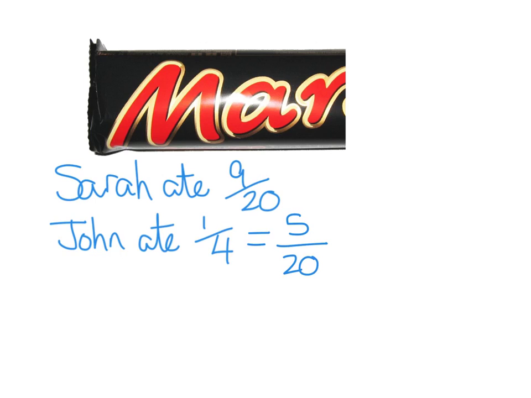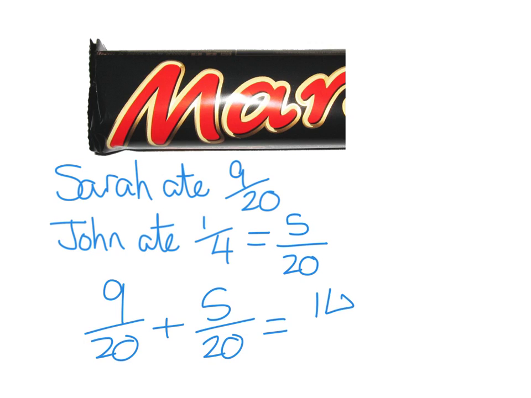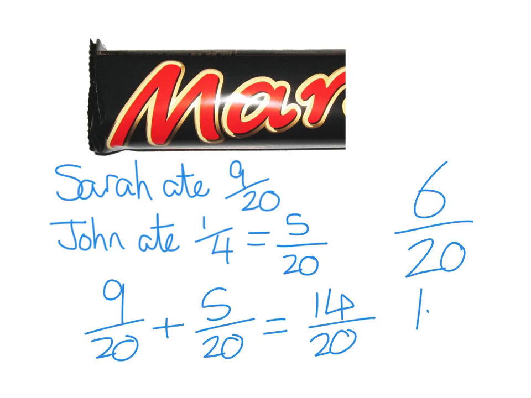So altogether 9/20 add 5/20 equals 14/20. So there were 6/20 left.